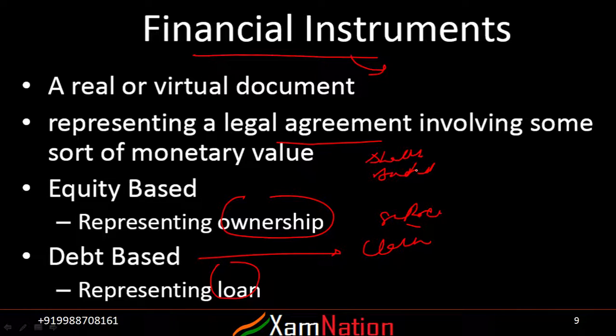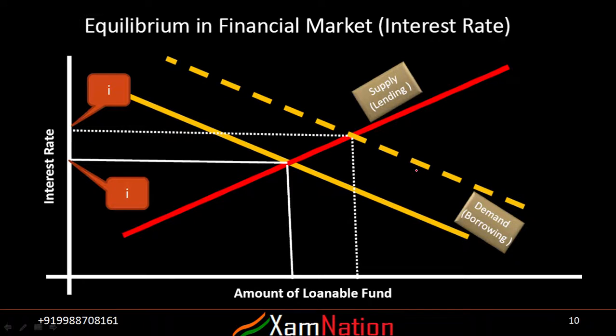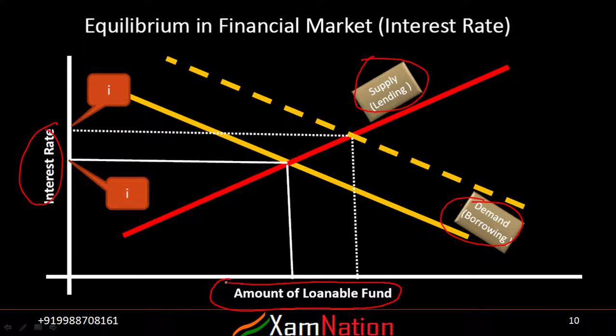Now one thing you need to understand is how the price in the financial market is determined. So here is an example. This red line represents the supply line, that is, the supply of funds available in the market, and the yellow line is the demand for funds in the market. This is a graph between the interest rate and the amount of loanable fund. I am representing it through the graph, but it can be understood without the graph too, though with the graph the understanding is a little better.